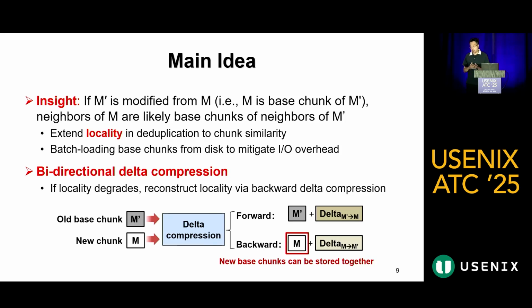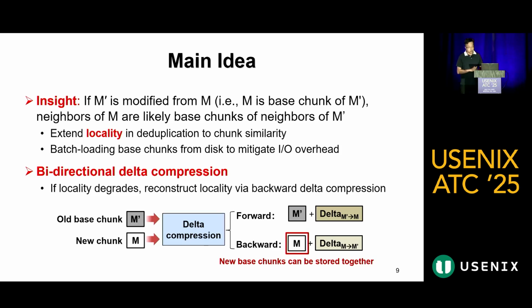Now, locality is a concept that is well defined and well explored in deduplication, and we extend this idea to chunk similarity. The main difference is that in deduplication, we focus on logical locality, while in this case, we focus on physical locality. Because of this locality, because the base chunks are grouped together, when we load the chunks, we don't need to load the base chunks one by one, but we can load them in a batch manner so that we can mitigate the I/O overhead.